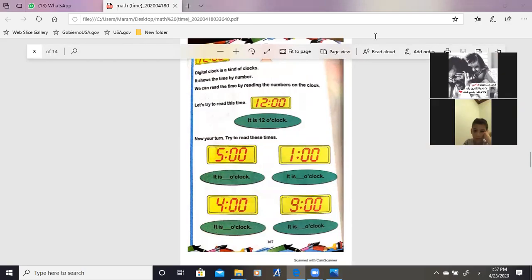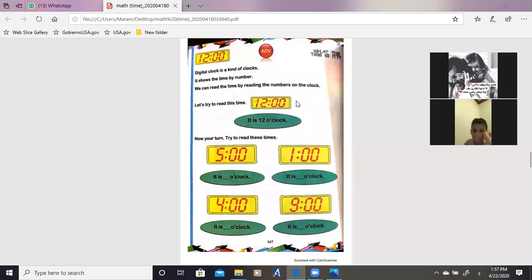Now, today we have digital clock. Okay, digital clock, it's a kind of clock. It shows the time by numbers.